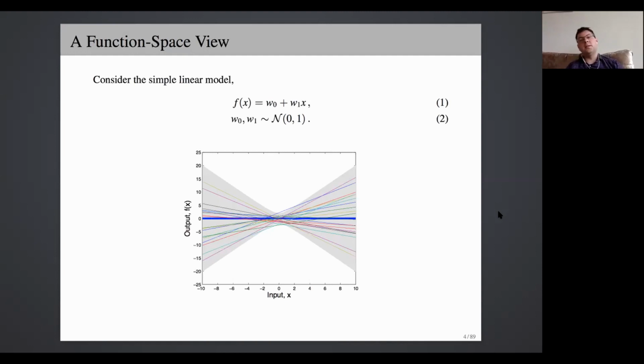And this will induce a distribution over functions with different slopes and intercepts. And we can visualize this distribution by sampling from our prior over w0 and w1. We get different values, and then we just draw the corresponding straight line. The gray shade here shows our 95% credible set, which contains 95% of these functions. And the solid blue line shows our expectation of this distribution over functions.